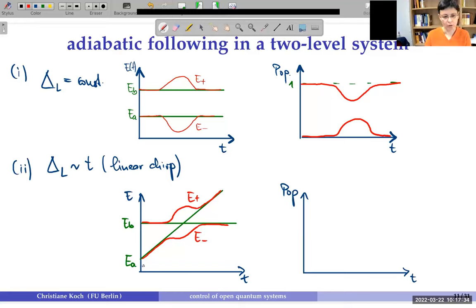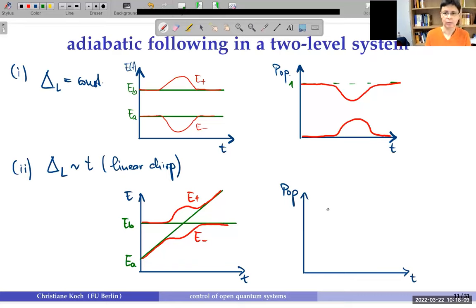So you see, if you start out originally in EA, this is the state that you want to follow adiabatically. And following adiabatically means you stay in the dressed eigenvalue E minus all the time. So you follow this red curve, but at final time, you're in a field-free state, which is not the original one, not EA, but it's EB. And vice versa, if you start in EB, then you'll end up in EA. So here you have population transfer.